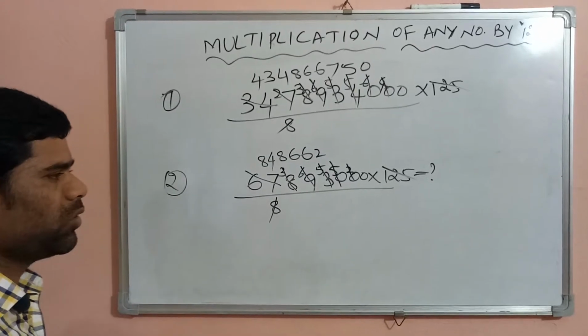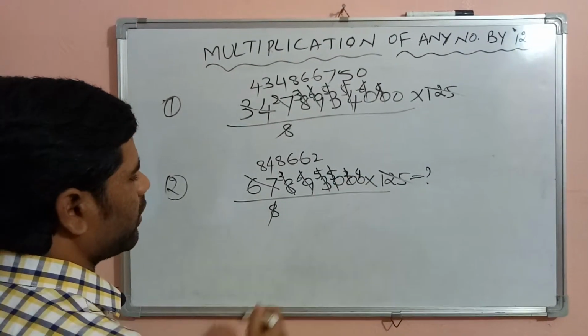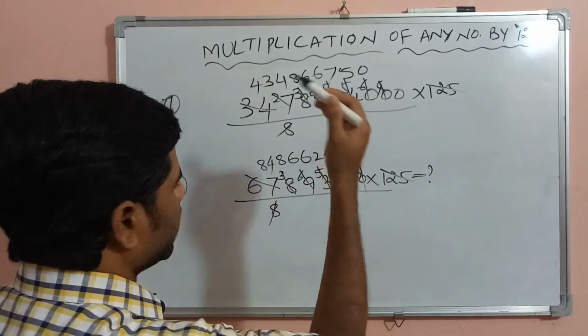20 minus 16 is equal to 4. Number becomes 40. Finally 8 goes in 40 5 times. So the answer is 8486625.